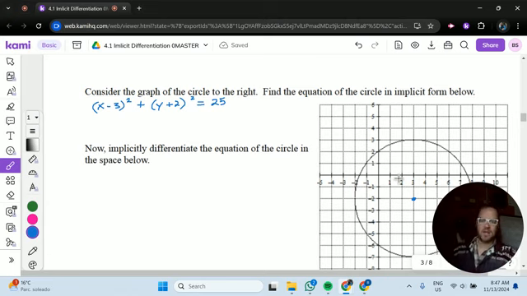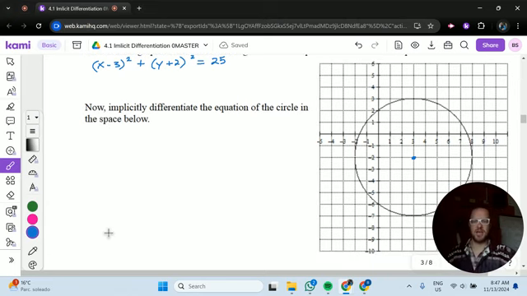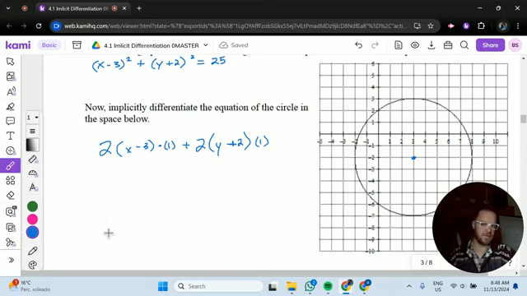Okay. Now let's implicitly differentiate the equation of that circle. So these here, you can probably guess, are going to be some chain rules. So we're going to get 2 times the original thing. Then we have to multiply it by the derivative of the inside, which in this case is easy. It's just 1. Now this one is a little bit trickier because it is still going to be 2 and then the thing that's inside times the derivative of the inside, which is 1. But remember, if we're differentiating y, then we're also going to have to write dy dx. And of course, if we differentiate a number, it becomes 0.